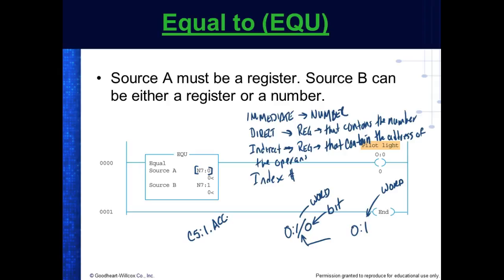So how do you specify the bits? If I wanted to get to the done bit inside counter 5, I would put what? C5, colon, slash. Now here I want to access the entire accumulator. No slash, just dot. Got to put a dot.